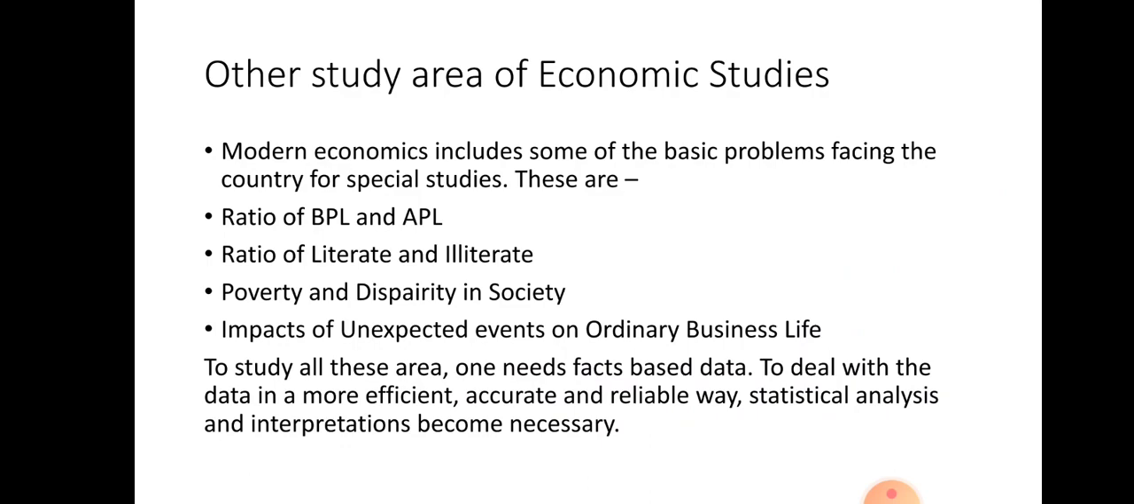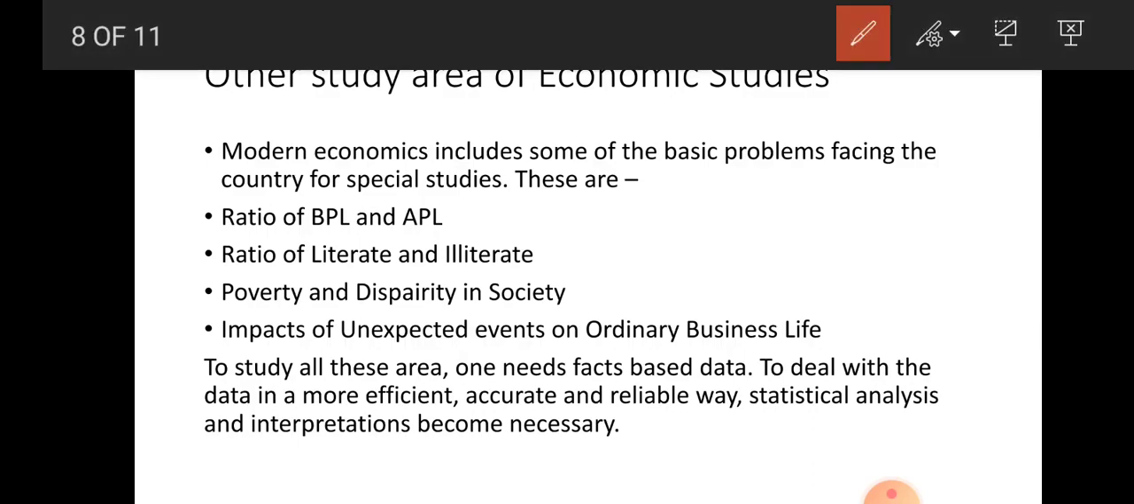But apart from these three key study areas, there are some other study areas in economic studies. Modern economics studies include some of the basic problems that are faced in the current situation by the society or the country, like the ratio of BPL and APL. Now, why do we need to study the ratio of BPL and APL? Because the government makes different welfare schemes and policies. To make those, the government needs to know how many poor people there are, how many people are above the poverty line, right? According to that, the government or the different agencies are able to adopt proper measures.